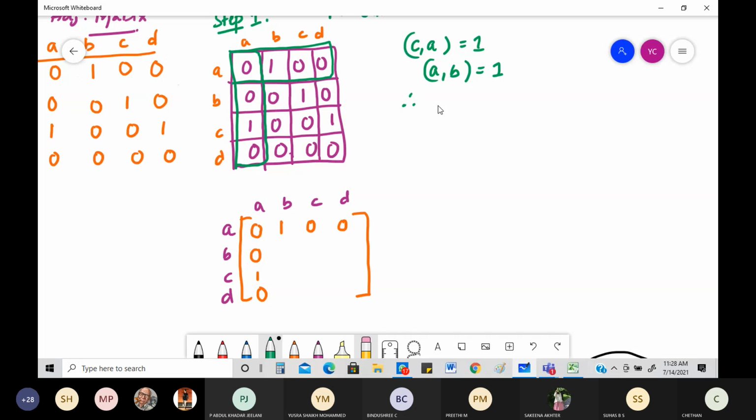Therefore, C comma B is equal to 1. Correct? See, C comma A is equal to 1 and A comma B is equal to 1. So can I write C comma B is equal to 1? Yes. I'll not believe this. Let me go back to my diagram and check whether that is possible. Is there a path directly from C to B? Not directly, indirectly. C to B is equal to 1.